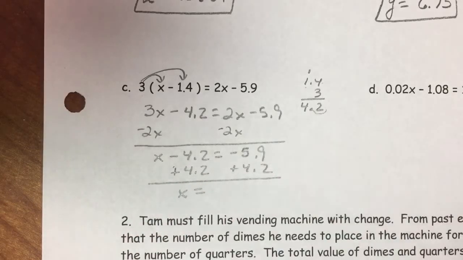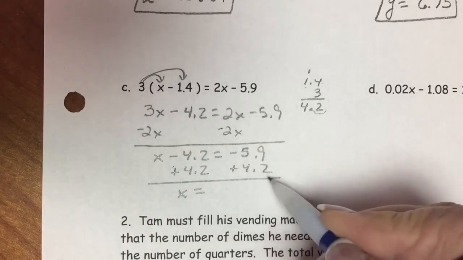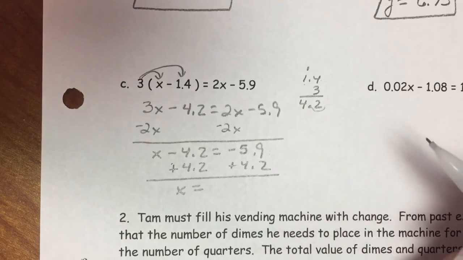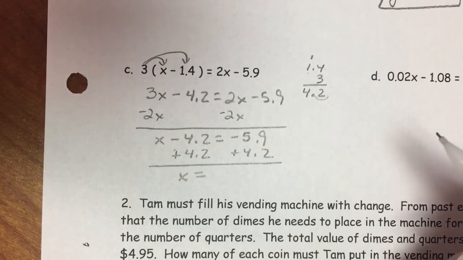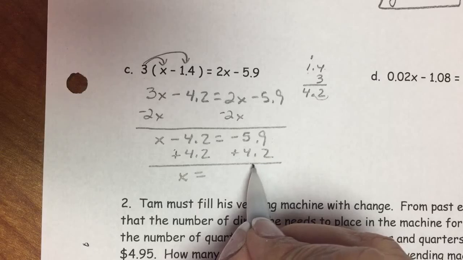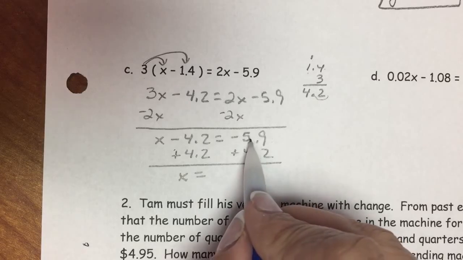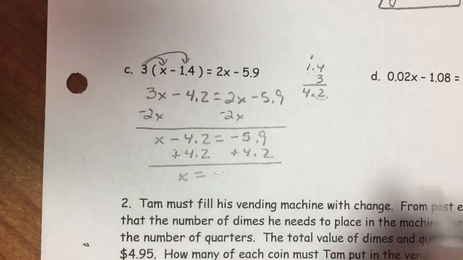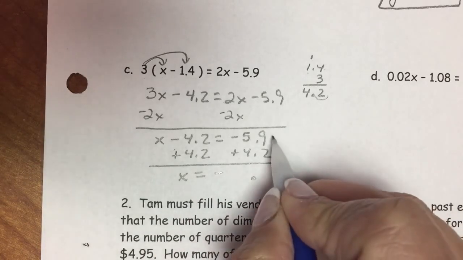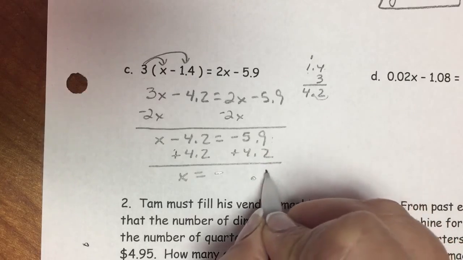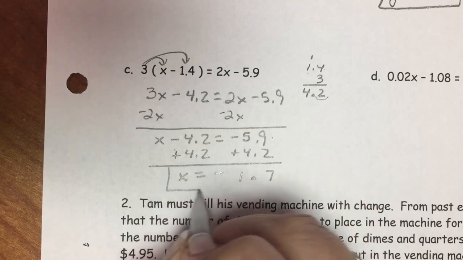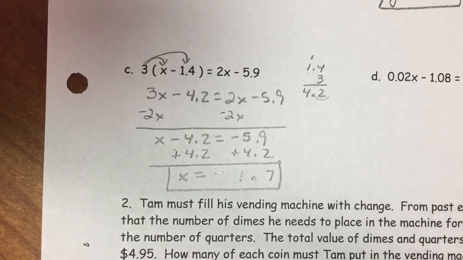X is going to be equal to, okay, now look, what do I have to do here? I'm adding two numbers with different signs, which means I'm going to subtract them. Subtract the absolute values, and the answer will be the same sign as the larger absolute value number, which is this one. So my answer is going to be negative. My decimals are lined up, and I'm going to subtract these. 9 minus 2 is 7, and 5 minus 4 is 1. So my answer is negative 1.7.